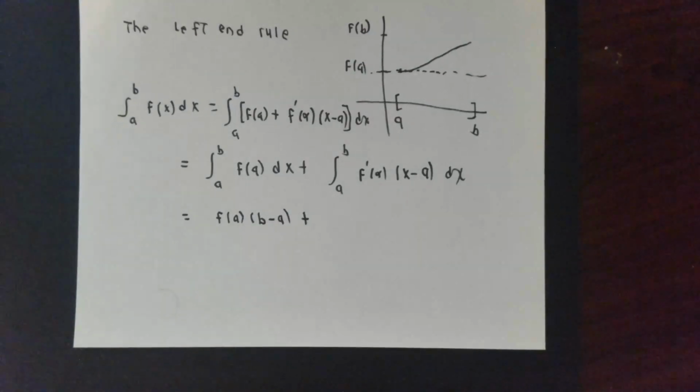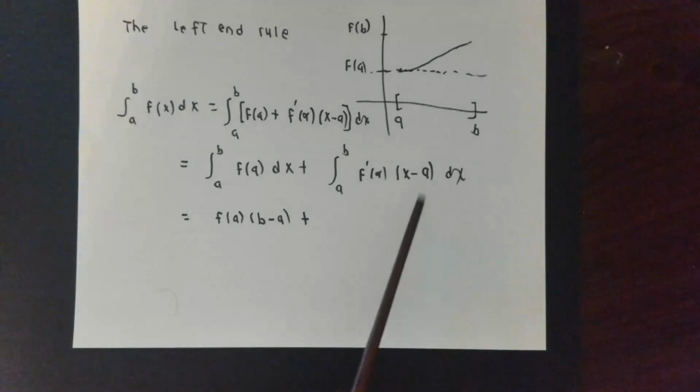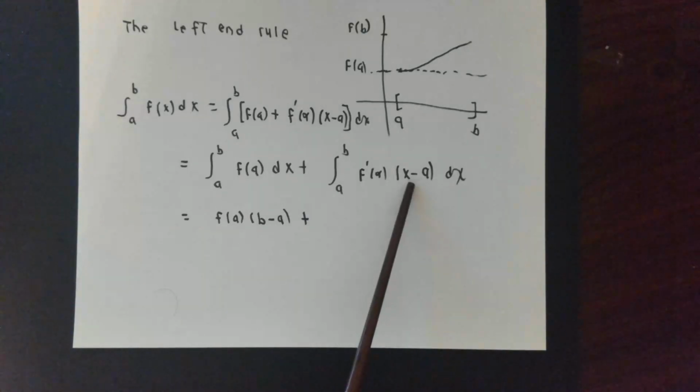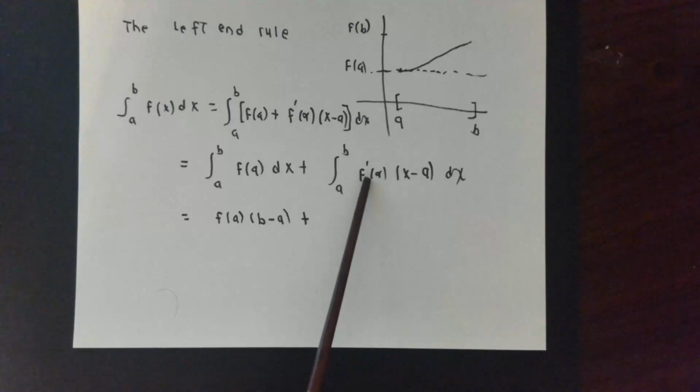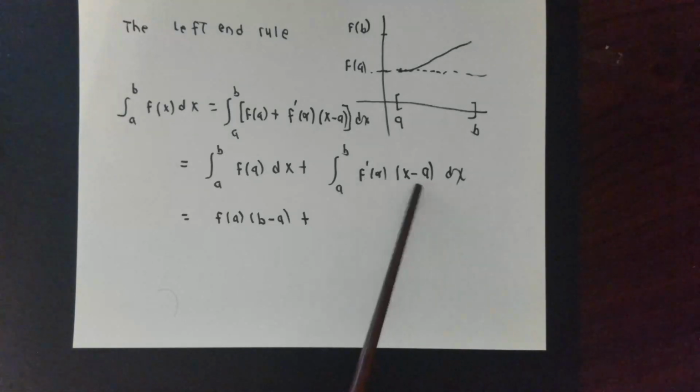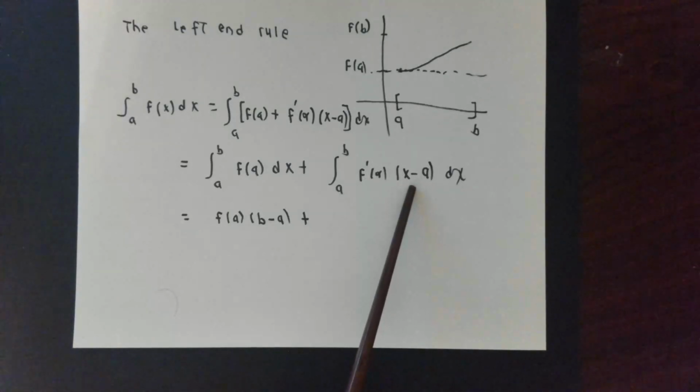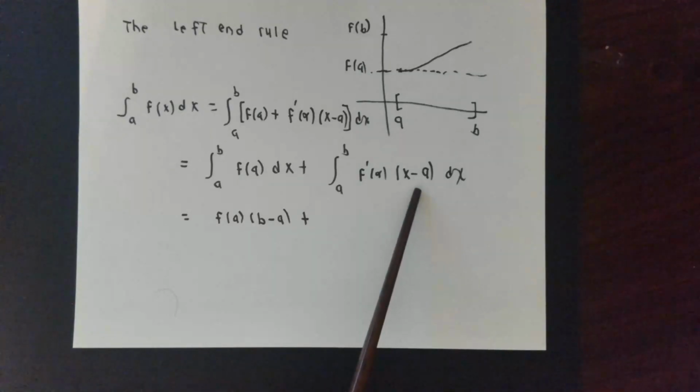If we assume that f prime is continuous and observe that x minus a is always at least 0 on the interval from a to b, then this is a continuous function times a function which is integrable, can be integrated, and doesn't change sign on the interval. I can use the mean value theorem for integrals to simplify this expression.